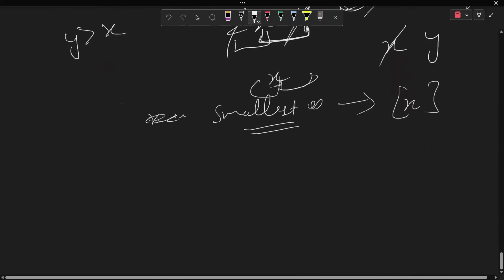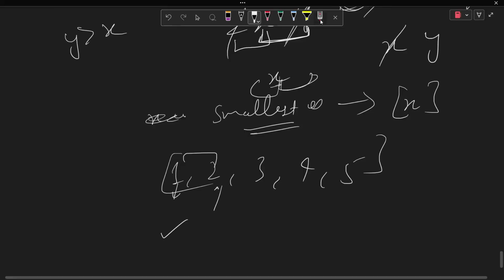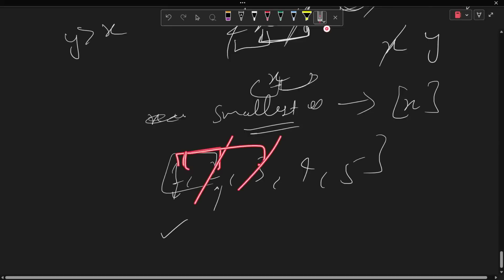Now, what about the second smallest element? Let's say you had 1, 2, 3, 4, 5. What about the 1? We are saying definitely it would be a yes. What we can do for 1: take these two, remove this. Then take this, remove this. Take this, remove this. Take this, remove this.